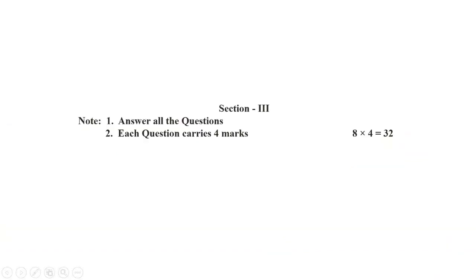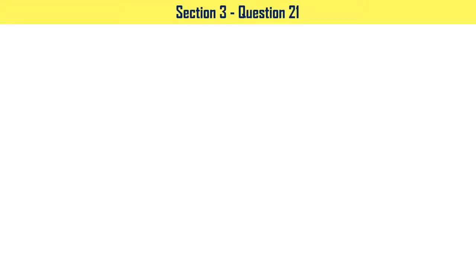Section 3 has total 8 questions. We have to answer all the questions. Each question carries 4 marks. It means we'll get 8 times 4, that is equal to 32 marks out of this section. Let's take a look at questions. Question number 21. Write 2 log 3 plus 3 log 5 minus 5 log 2 as a single logarithm.